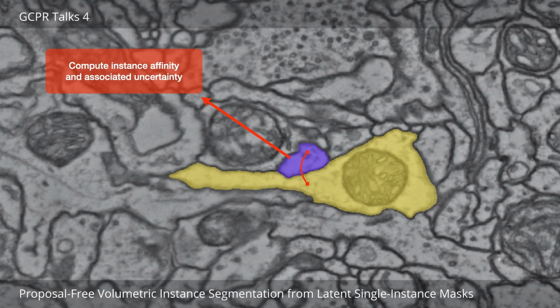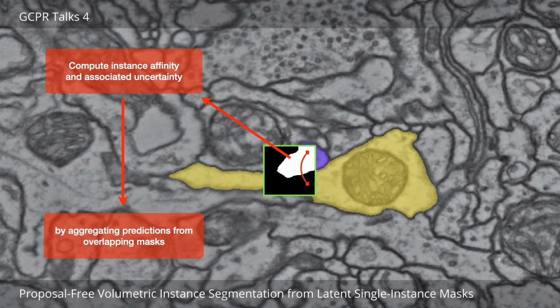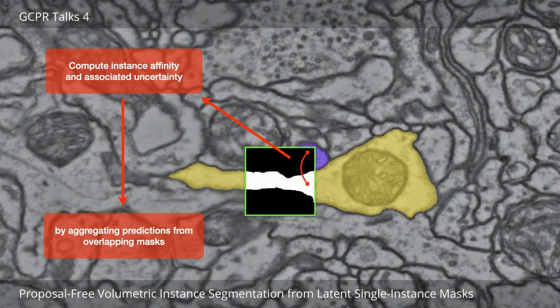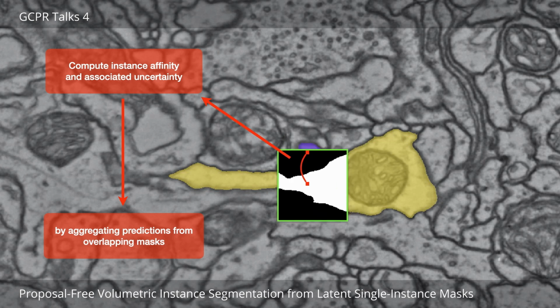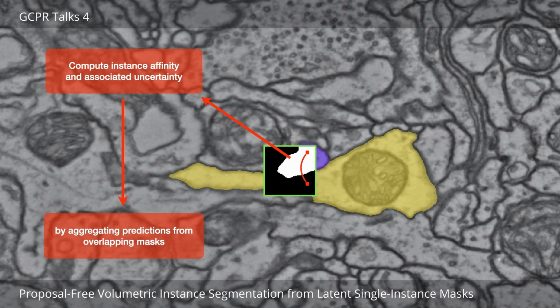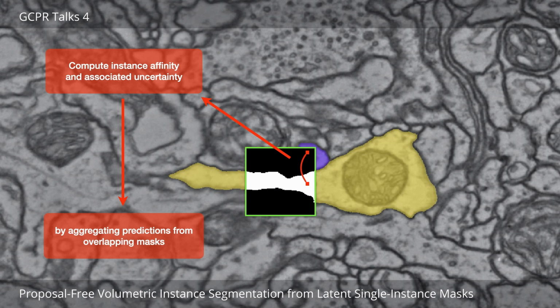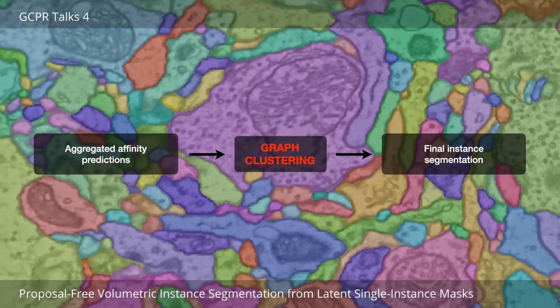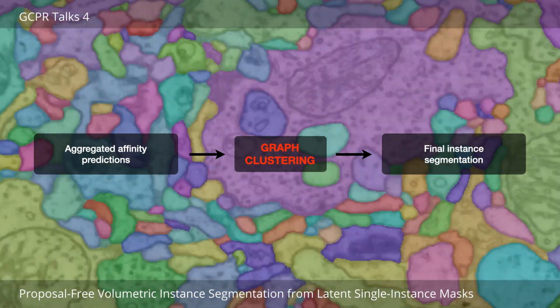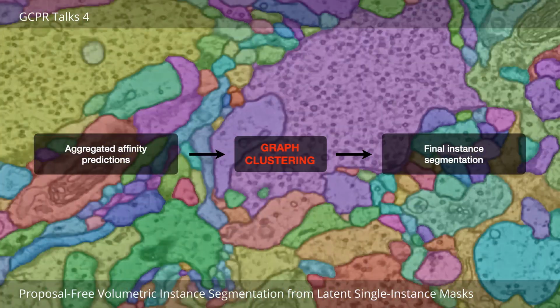As a result, our model predicts multiple values of instance affinities for a given pair of pixels, one value for each associated mask. We then also propose a method to aggregate these values and quantify the uncertainty of the final aggregated prediction. A graph clustering algorithm is then used to output the final instance segmentation.